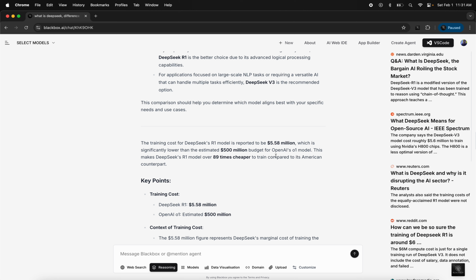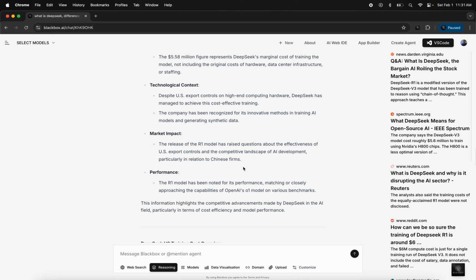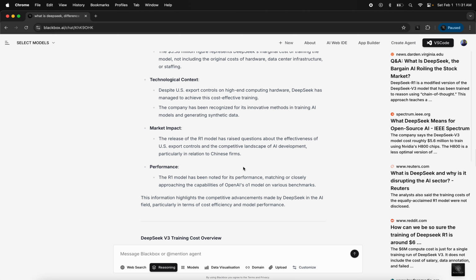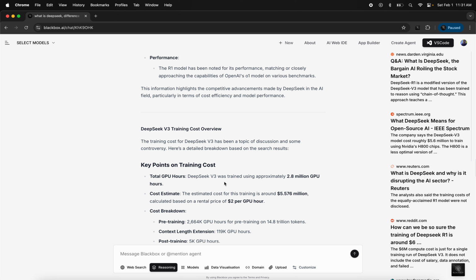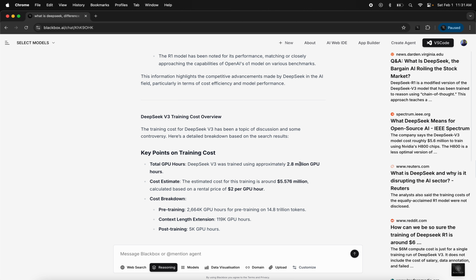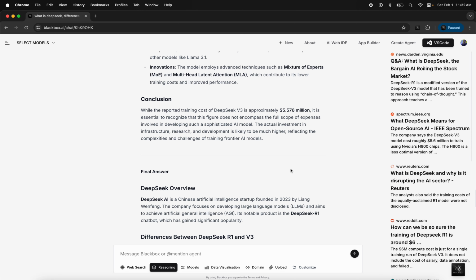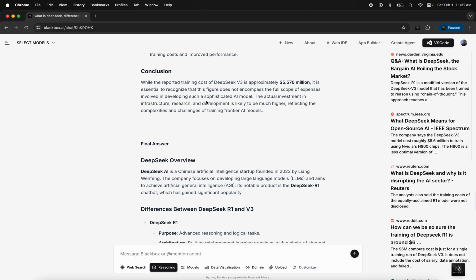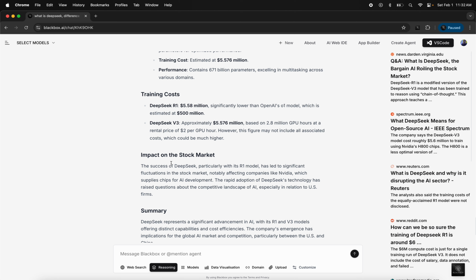Now here it's talking about the cost of training for the R1, 5.58, 89 times cheaper to train, and at the end here now we're talking about the DeepSeek V3 training cost, as you can see, and it's making some estimates here because we know how many GPU hours, and then the conclusion here, impact on the stock market.